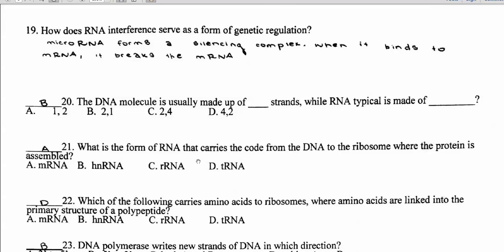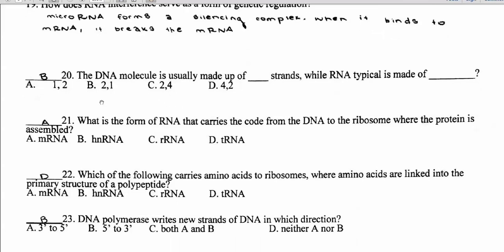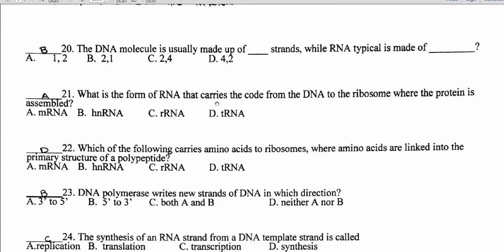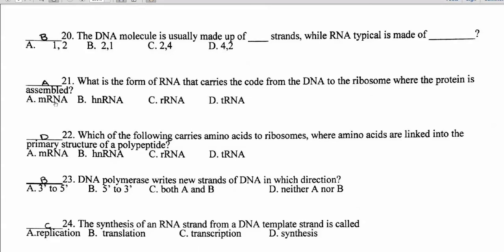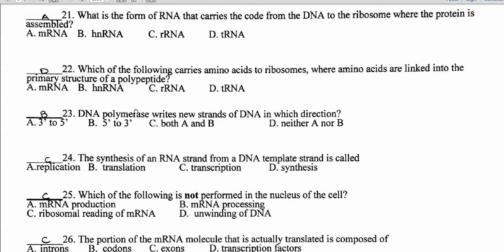All right, I'm going to go through multiple choice pretty quickly. I don't think it's too bad. 20 is B. You've got 2 strands for DNA, 1 for RNA. What is the form of RNA that carries the code? That's mRNA. Which of the following carries the amino acids? That's tRNA. This was review from last chapter. I don't know why I put it in there.